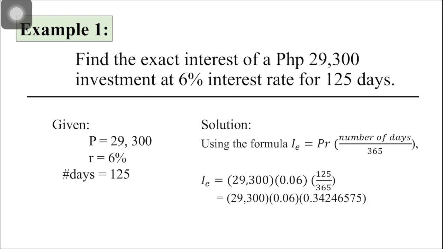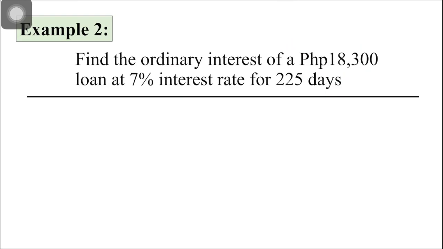So that's 602.05 pesos. So that's the exact interest of the 29,300 investment at 6% interest rate for 125 days. So let's have another example. Find the ordinary interest of an 18,300 loan at 7% interest rate for 225 days.